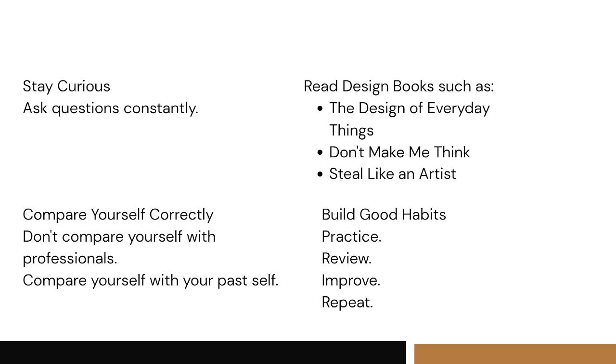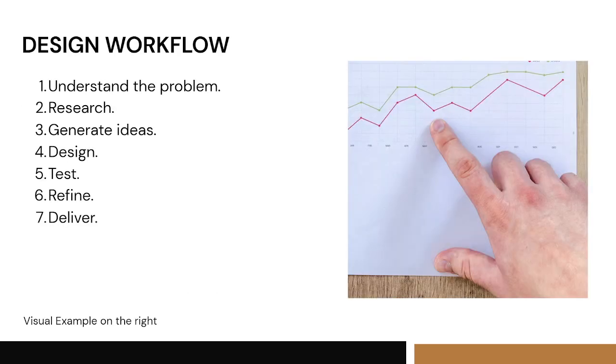You should read design books. You don't necessarily need to read the whole book. You can just get that book and ask some agentic AI models to summarize the important parts for you, and you grab it. So you can read books like The Design of Everyday Things, Don't Make Me Think, Steal Like an Artist, which is a very popular book for designers. You should also build good habits: practice, review, improve, and repeat.